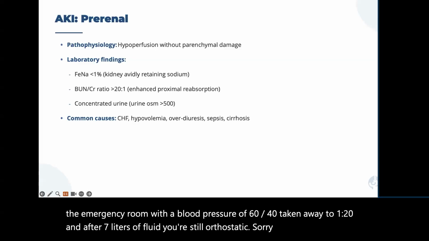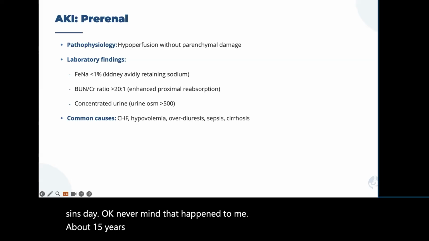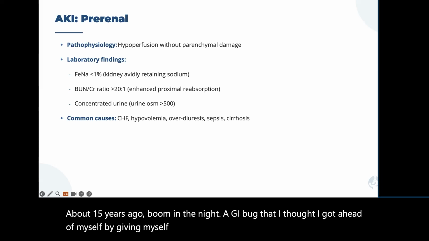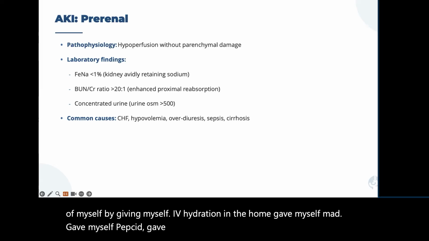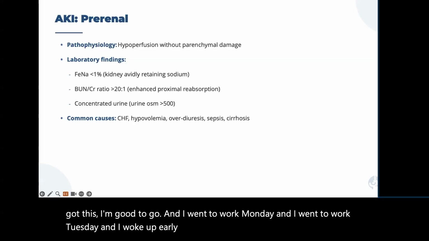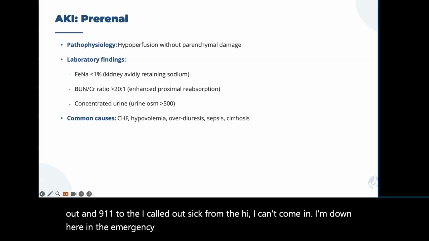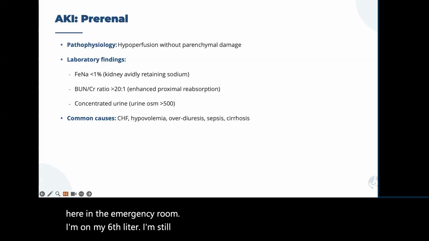Sorry, this isn't Tell Us Our Sins Day. Okay, never mind. That happened to me about 15 years ago. A GI bug in the night that I thought I got ahead of by giving myself IV hydration at home, gave myself Mag, gave myself Pepcid, gave myself Zofran. And I was like, all right, I didn't vomit. I got this. I'm good to go. And I went to work Monday and I went to work Tuesday and I woke up early Wednesday morning and proceeded to pass out and called 911 to the ER. I called out sick, saying, hi, I can't come in. I'm down here in the emergency room. I'm on my 6th liter. I'm still not making it. So suffice it to say, prerenal insufficiency.